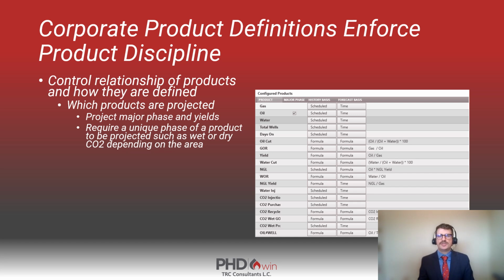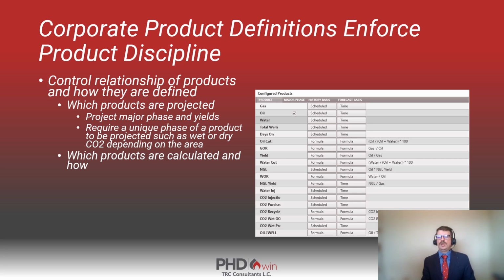If you have a major phase product and a minor phase product, you may need to be projecting things like yields to be able to back calculate your products. And you also want to make sure you have any unique products set up. So if in this particular area you're projecting wet versus dry CO2, you're going to want to make sure that is available to the users to project so they can project appropriately for this current evaluation.